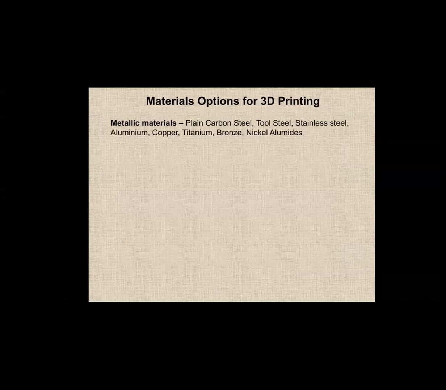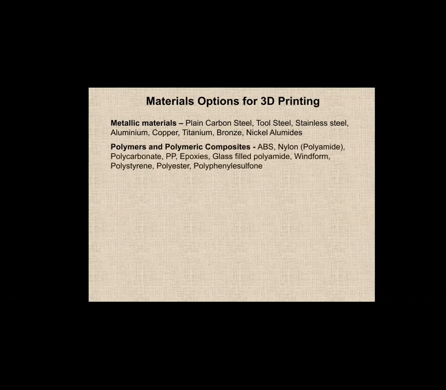So the materials which are used for 3D printing: plain carbon steel, PCS steel. Based on their material properties, we also have to suggest the material in the process or working principle. Then titanium, bronze, nickel, and aluminum. These are the different metallic materials.